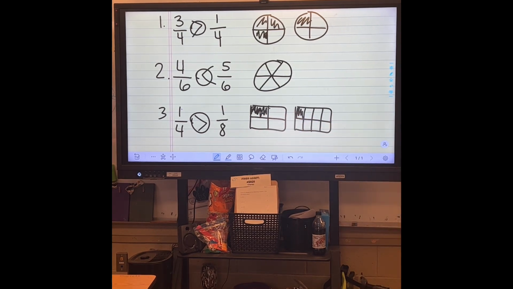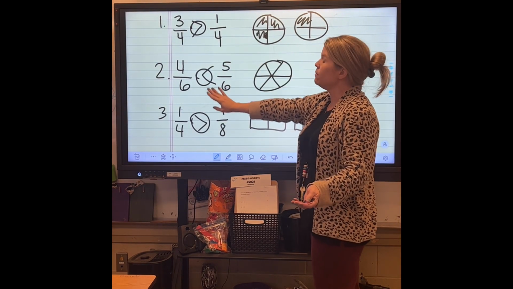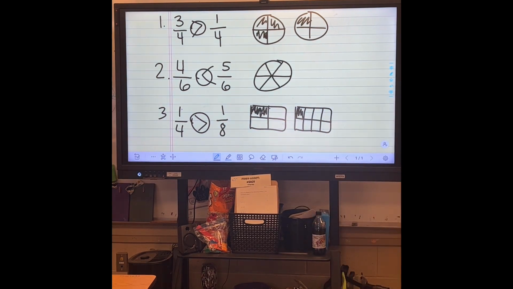So let's recap. When I have like fractions, when my denominators are the same, it's easy peasy, right? Which one's bigger? When my numerators are the same, it's the opposite. The bigger the denominator, the smaller the piece. Everybody, the bigger the denominator, the smaller the piece.